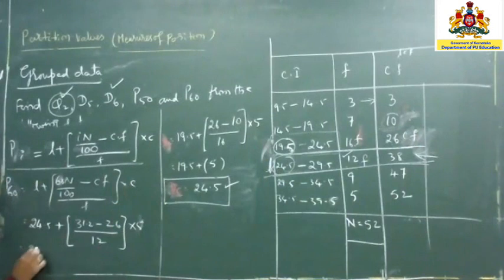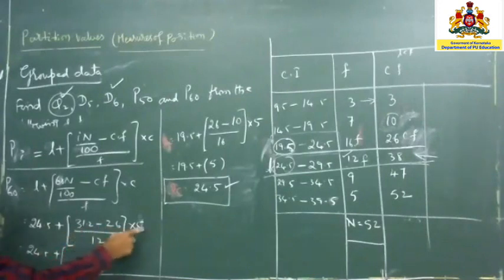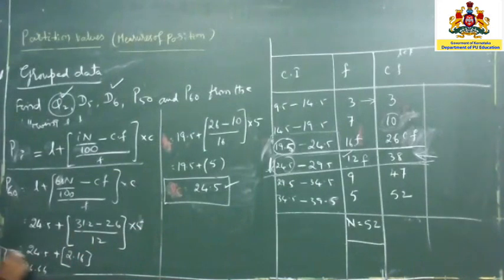Now, 24.5 plus, on simplification, 31.2 minus 26 is going to be 5.2, into 5 divided by 12. Final answer you are going to get is 2.16. So what is the P60 value? P60 value is nothing but 26.66. Now just check it. What is the D6 value? D6 value is also going to be 26.66. P60 is also going to be 26.66.